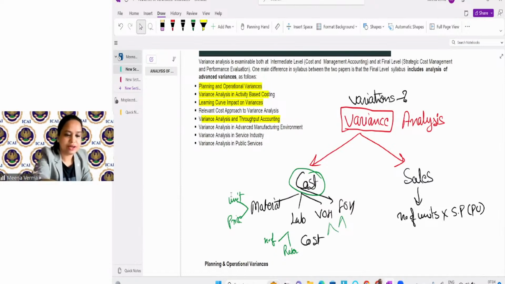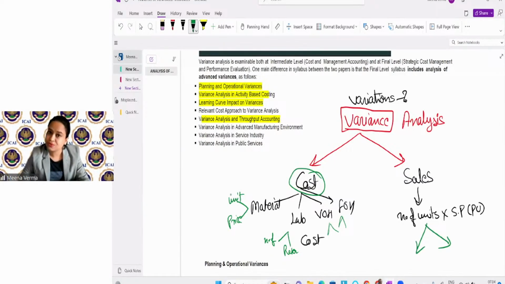And here we are learning about the variations. Similarly, we want to know about the variations in how many units we are selling and at what price we are selling. So here we are finding the variation between the standards or estimations we have already set.